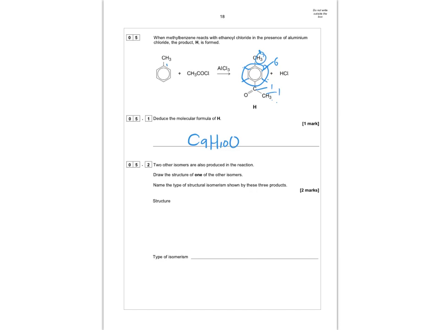Let's number the positions on our benzene ring. 1, 2, 3, 4. So you can see here the acyl group is bound to carbon 4, but there's nothing stopping it going on position 3 or position 2. There's also position 2 there and 3 because they're identical. So you could have put the acyl group on position 2 or position 3 to get what's called a position isomer. So let's have it going on position 3.